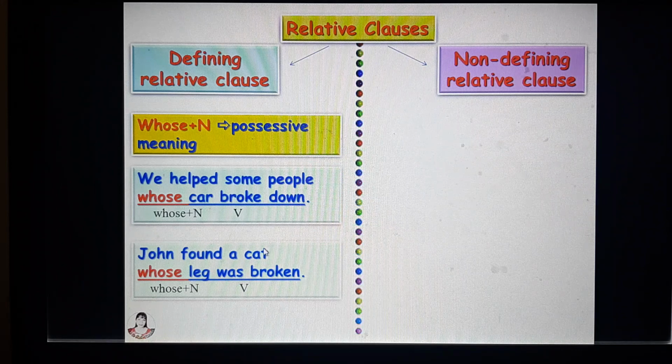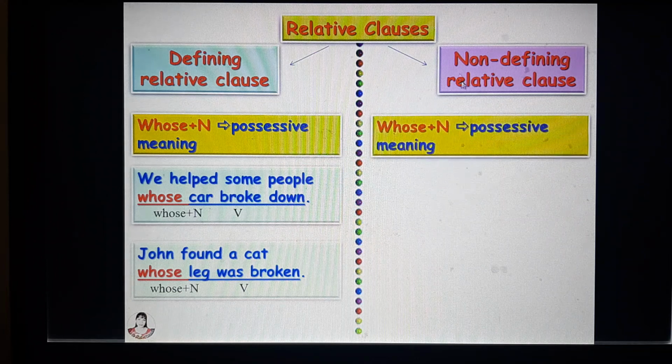Remember, we can use whose after people or an animal, or something that can act, can move. The same with non-defining relative clauses.